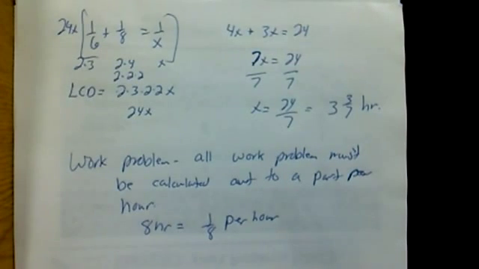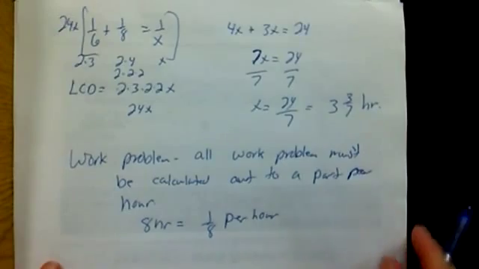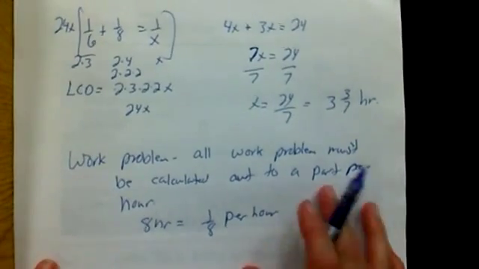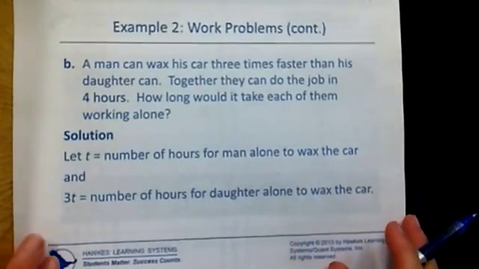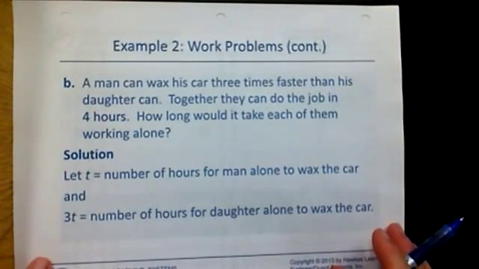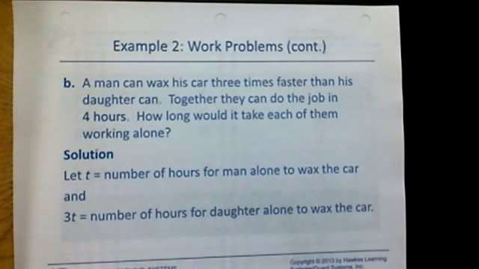We got some more of them in your handout to do too. So there's some more in there that we'll take a look at and get an idea of what we got to do to them. Questions with this thing? It's again breaking them apart into separate pieces. The next one is another work problem. It says a man can wax his car 3 times faster than his daughter can. Together they can do the job in 4 hours. How long would it take each of them working alone?